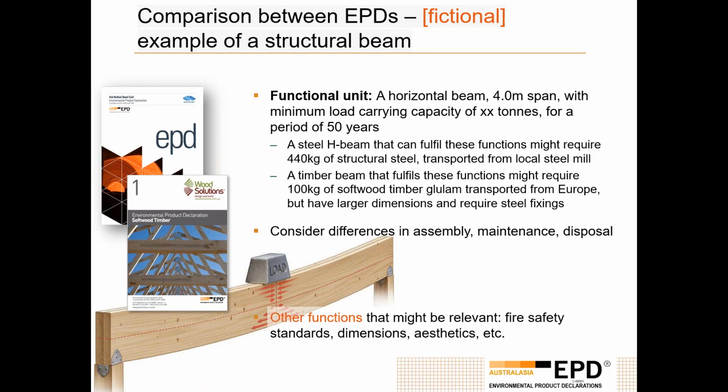And if you needed a timber beam, or if you wanted a timber beam to do that, you might require, say, 100 kilogram softwood timber glulam beam, which might come from Europe and might have larger dimensions and require some steel fixings to do the same thing. But because you also need to consider the functionality, you need to consider any differences in assembly. Can you do that mechanically or manually? Are there any differences in maintenance and disposal scenarios, etc., etc.? So you really want to look at the whole life cycle in order to make a proper comparison.